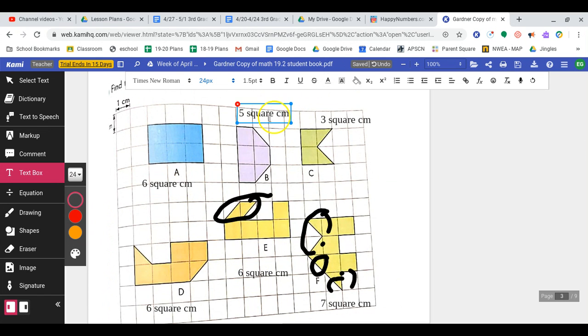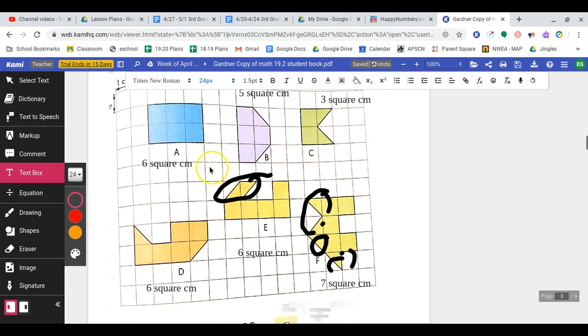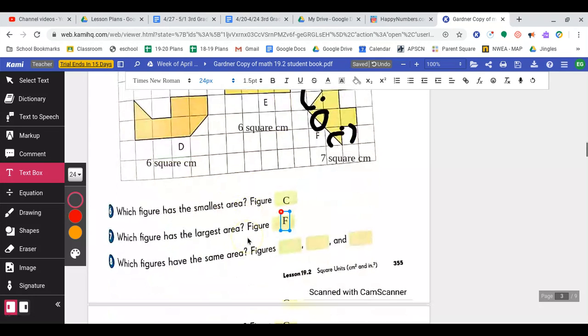Okay, and the rest of them have the same area. Or sorry, not the rest of them. 5 square centimeters we didn't end up using, but A, D, and E all have 6 square centimeters as their area.